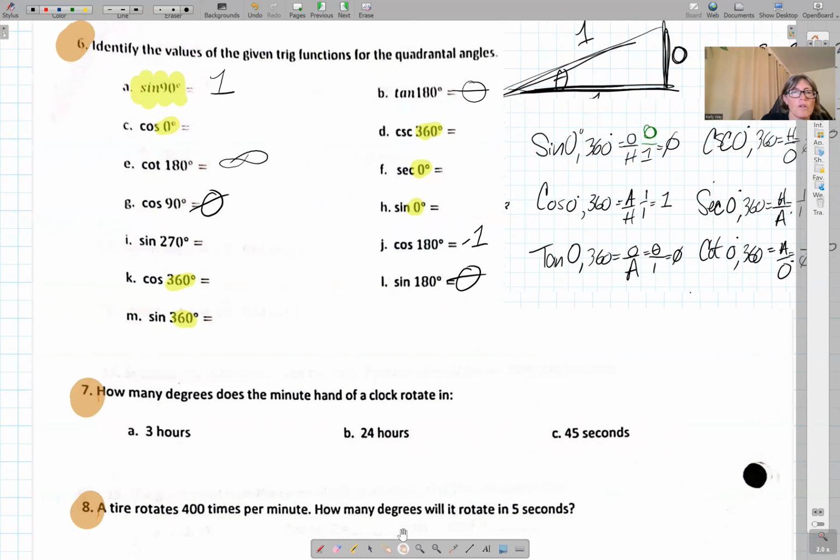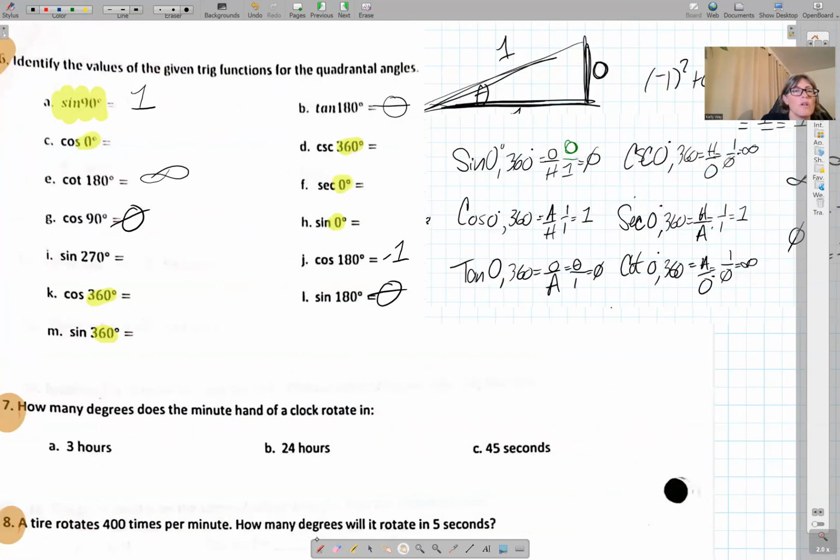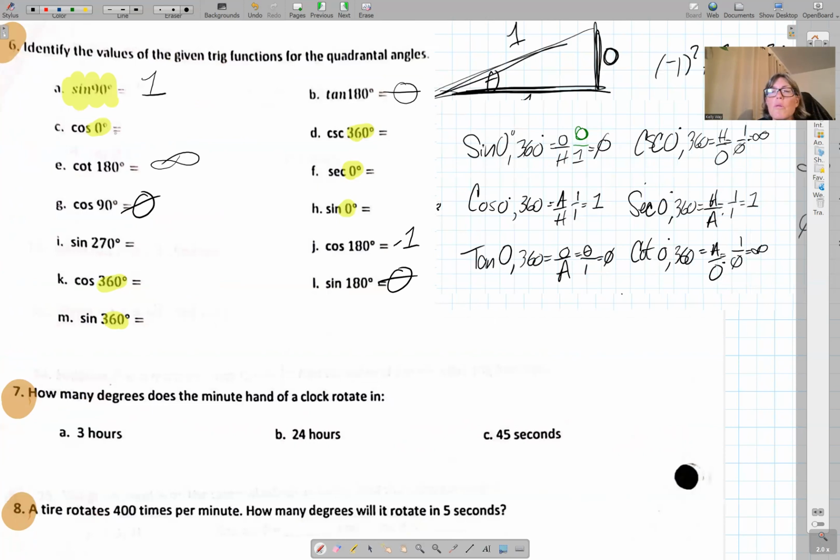And we'll start filling more of this out. Cosine 0 is 1. Cosecant 360 is infinity. Secant of 0 is 1. Sine of 0 is 0. Cosine of 360 is 1. Sine of 360 is 0. Any more of those? Okay.